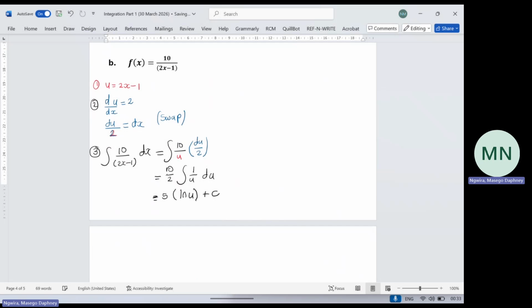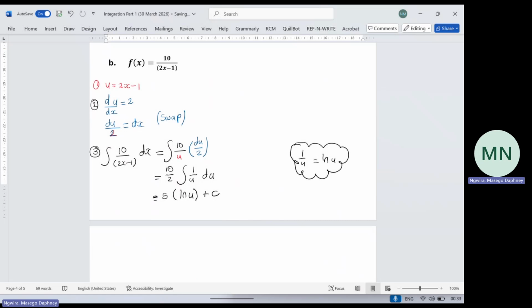It's going to be ln u plus c, because we said that 1 over x is going to change and become ln x. So I can say 1 over u changes and becomes ln u when we integrate. Okay, and then now we want to change back our u.